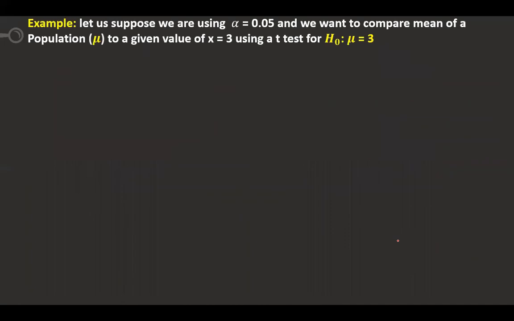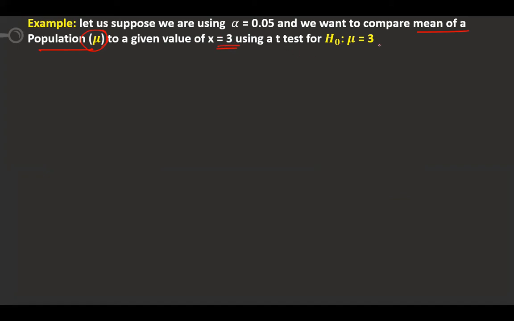Now, what is the next one? We are going to have an example here. I am setting alpha as 0.05, the significance level. Usually alpha will be 0.05, it may come as 0.1, alpha may come as 0.01 also. Now I want to compare the mean of a population, which I'll call mu. Mu is the mean of the population, and the given value is 3. I have a sample there, x equal to 3. I have to find out whether the population mu is equal to this particular value or not.